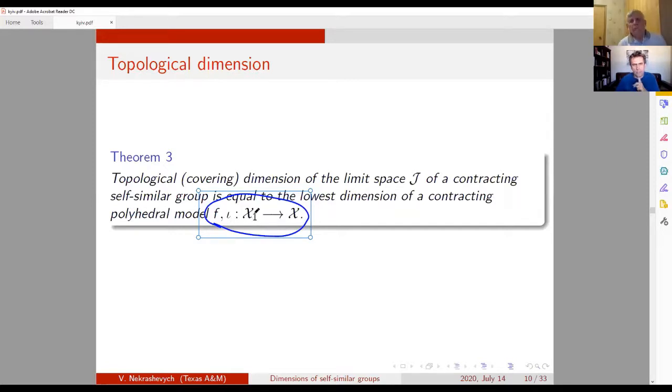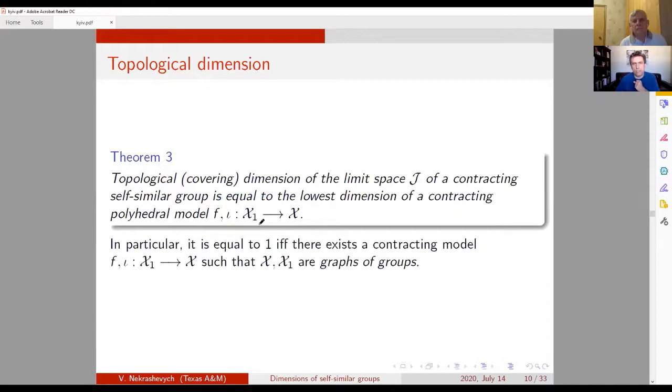one has to pass to an iterate here, I forgot to tell. Then the lowest possible such model, the dimension of such a model, is the same as the topological dimension of the limit space. So for example, the topological dimension is equal to 1 if and only if there is a model such that these two spaces are graphs, so graphs of groups. In higher dimension, one has to use something called complexes of groups, to cover all.